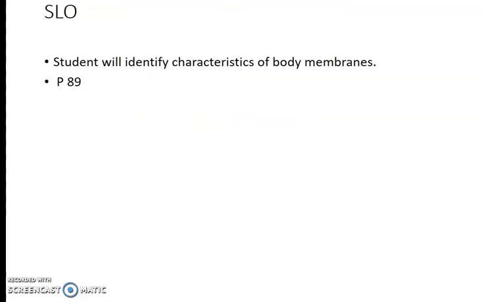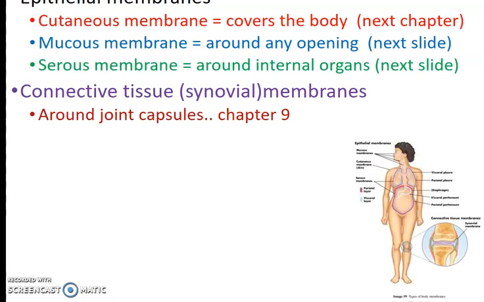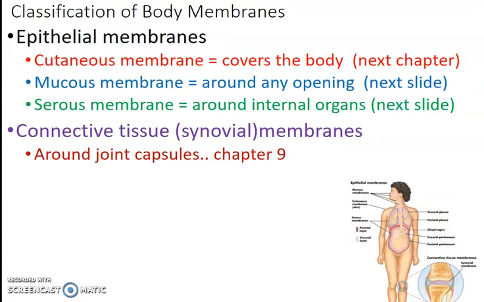We're going to look at body membranes. This is in a weird place because they're talked about in other chapters too, but I thought it's important to mention them. So, there's two classifications of membranes. There's epithelial membranes. So what does epithelial tissue do? It lines. So these must line things. The cutaneous membrane, that's your skin. It covers the body. The mucous membranes are around openings, like your eyes and your mouth and your urogenital opening and your anus. So it's around openings to the body, and we'll talk about those in the next slide.